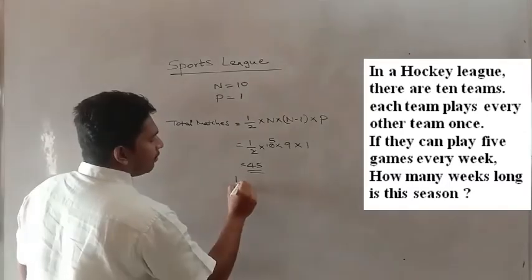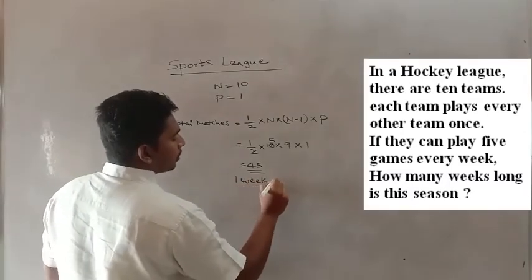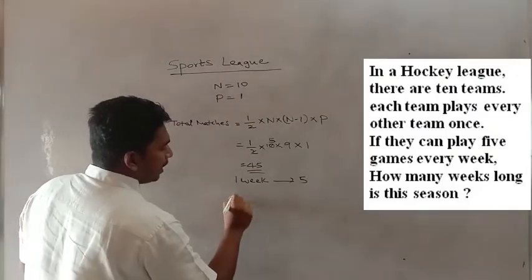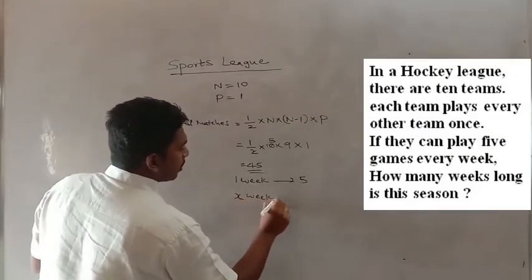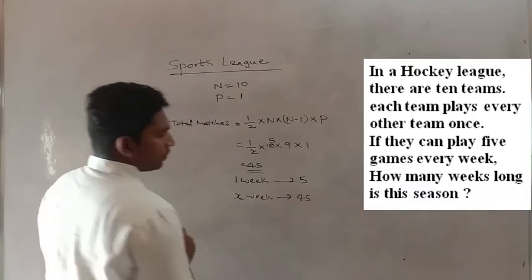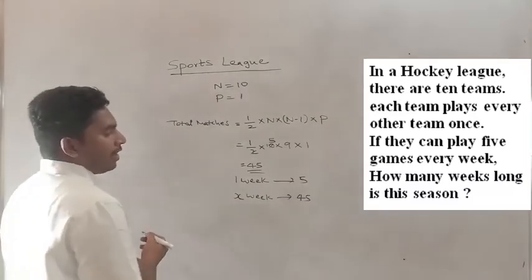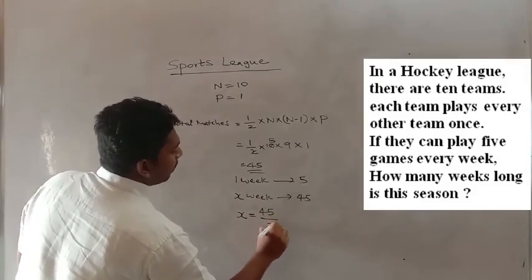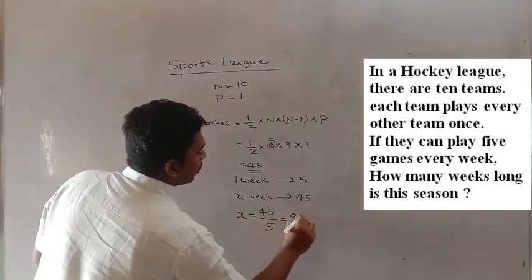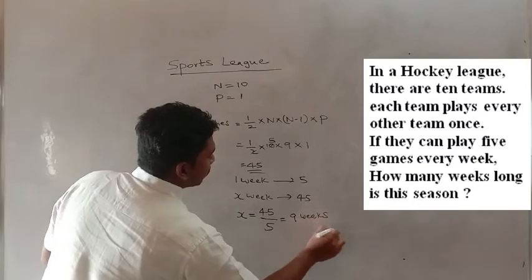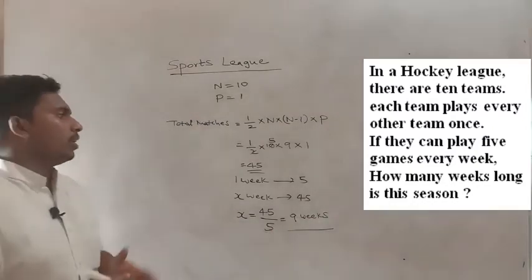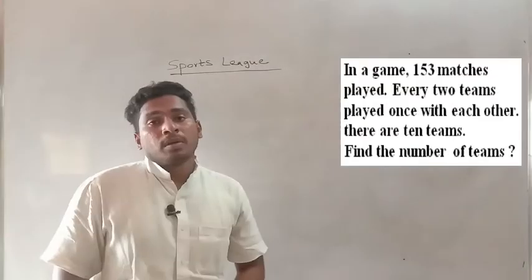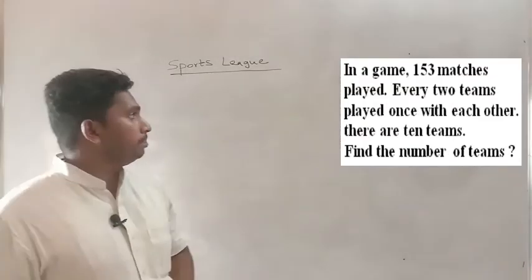So for x weeks, 5 times x is equal to 45. What is the x value here? That is 45 by 5, so a total of 9 weeks. This is how we solve this, using the same formula. Now we solve one more problem.